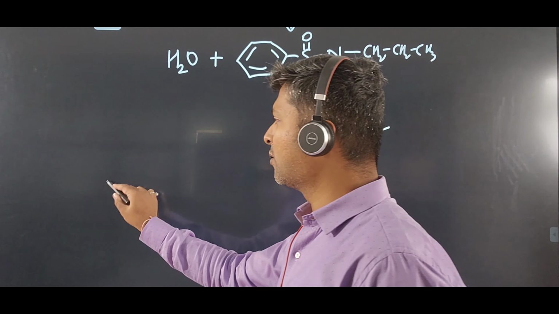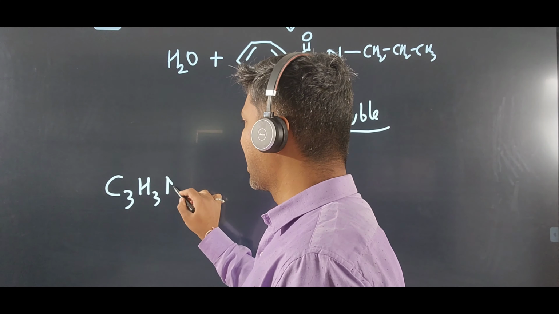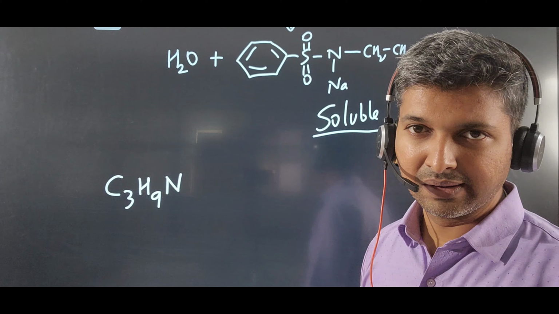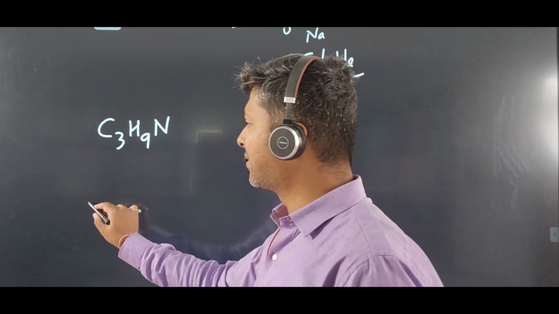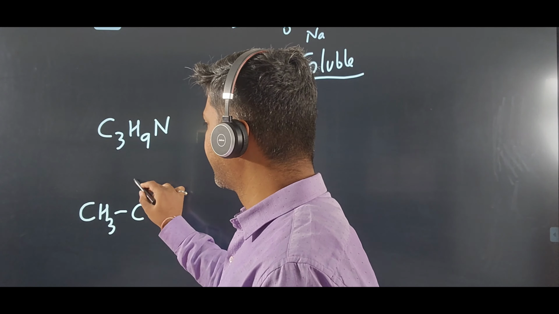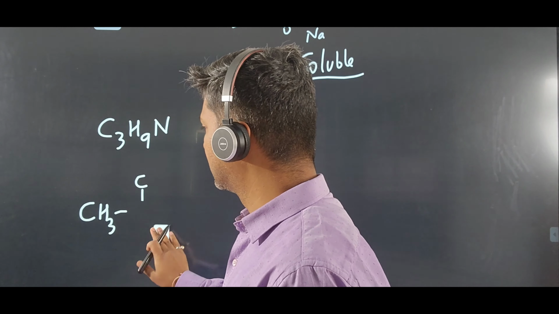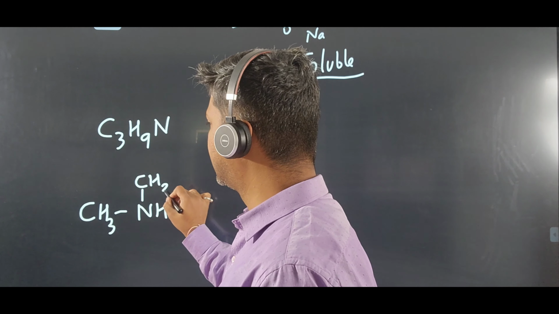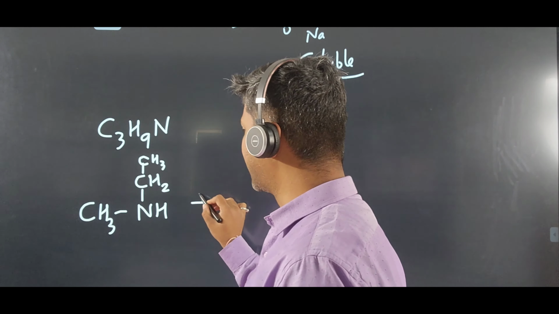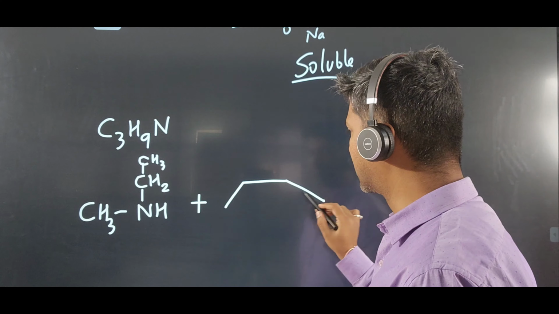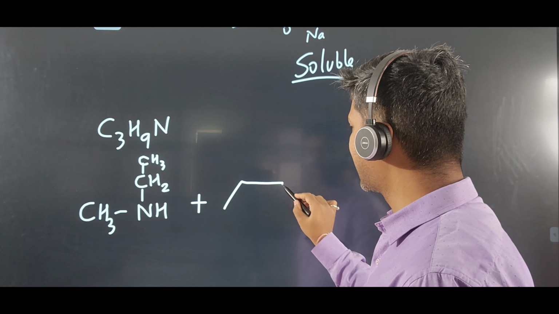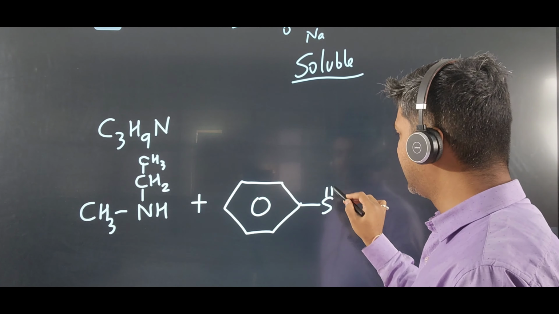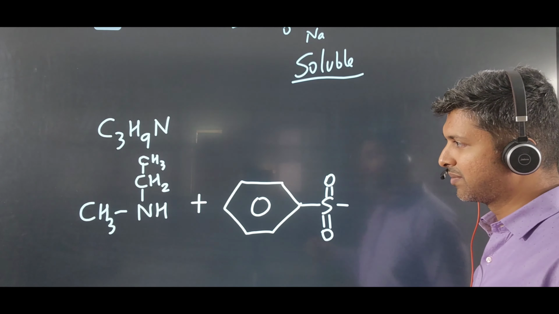So with the same formula C3H9N, we are now going to take a secondary amine, and let's see whether this secondary amine can react with our benzene sulfonyl chloride and satisfy the condition. What is the condition? Condition is that after adding alkali, it should remain insoluble. It should remain a solid.